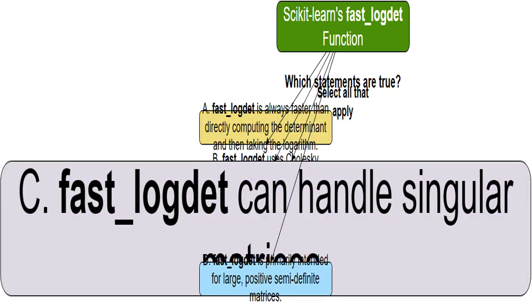This is false. A singular matrix has a determinant of 0. The logarithm of 0 is undefined, negative infinity. Thus, fast_logdet, which aims for numerical stability and efficiency, can't directly handle such cases. It's designed for matrices that are well-behaved numerically.